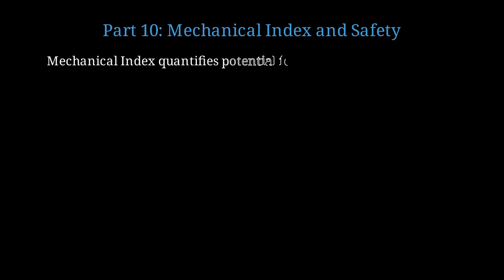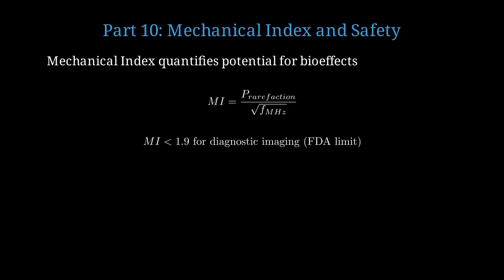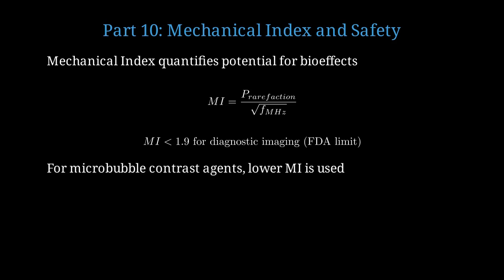The mechanical index quantifies the potential for mechanical bioeffects from ultrasound exposure. Mechanical index equals peak rarefactional pressure in megapascals divided by square root of frequency in megahertz. The FDA limit for diagnostic imaging is mechanical index less than 1.9. When using microbubble contrast agents, much lower mechanical indices are employed to prevent premature bubble destruction.